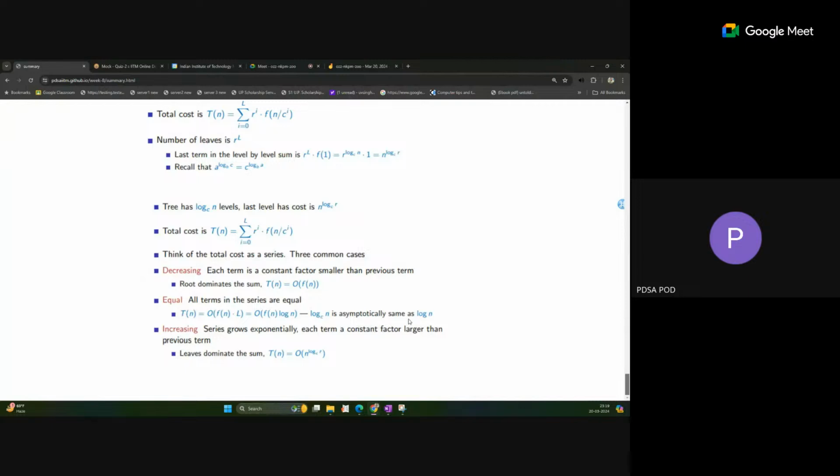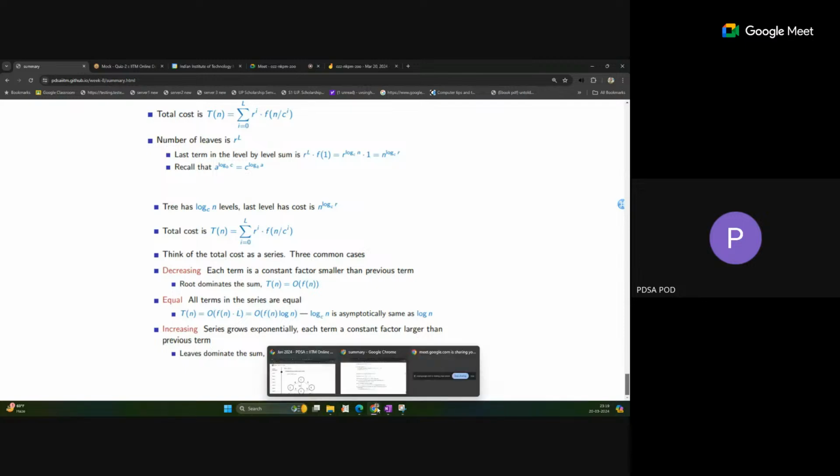You can see these 3 conditions are discussed: decreasing, equal and increasing. In the case of increasing, we can directly write the complexity in this manner: T(n) = big O of n^(log_C R). And what are these C and R actually? R is the recursive call and C is the dividing value.